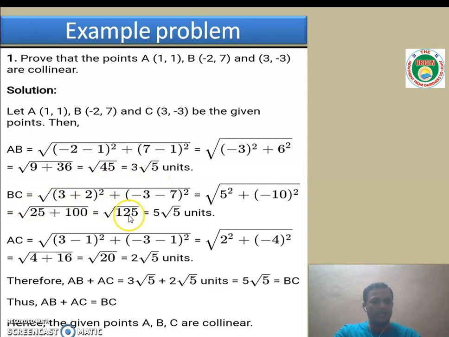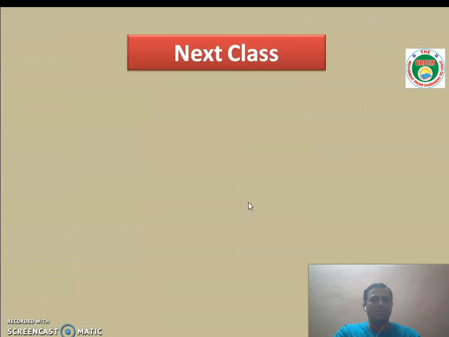Here the distance BC equals the square root of 125, that is 5 root 5 units. The distance AC equals root 20, that is 2 root 5. Now observe the values 3 root 5, 5 root 5, 2 root 5. AB plus AC equals 3 root 5 plus 2 root 5, that is 5 root 5, which equals BC. Since the condition AB plus AC equals BC is satisfied, the 3 points are collinear. This is the process you follow while doing the problem.